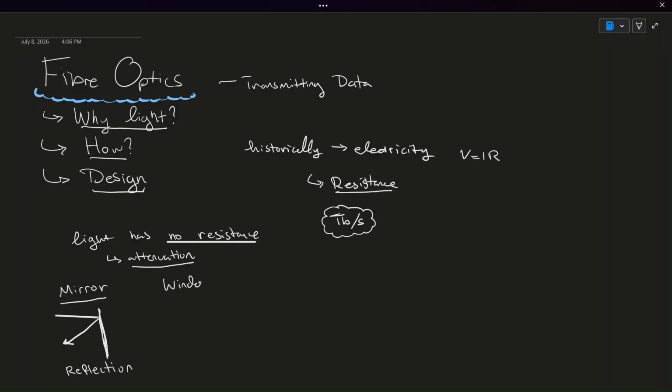Similarly, if you've seen a window before, which I hope you have, you know that not only can light bounce off, but it can actually go through. That's why you're able to see what's on the other side of the window, even though there's no holes in the window. It's just that light can go through it. So it transmits through the material. And finally, not only can light go through a material, but it can actually bend. If you've ever encountered a straw in a water cup, you'll see that it seems to be bending in the water. And that's not the straw bending, it's the light.